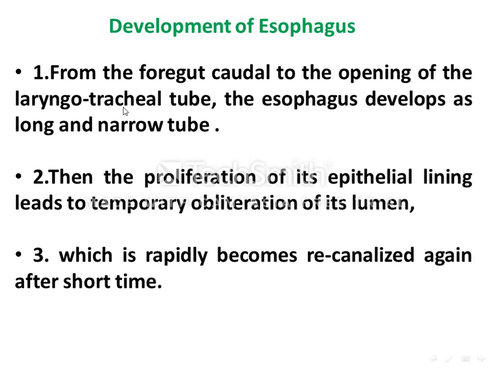So we have 3 stages. Number 1, formation of the esophageal tube caudal to the opening of the laryngotracheal tube, and then a proliferation of its epithelial lining, leading to temporary or transient obliteration of the lumen, and the stage of recanalization of the tube.